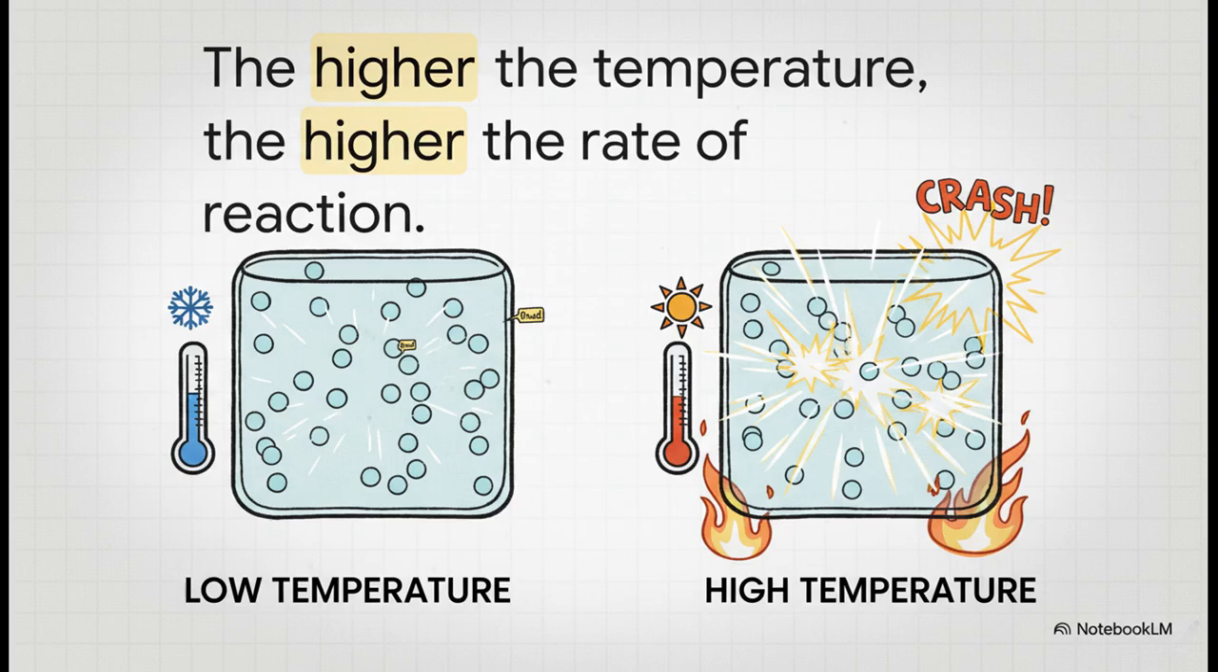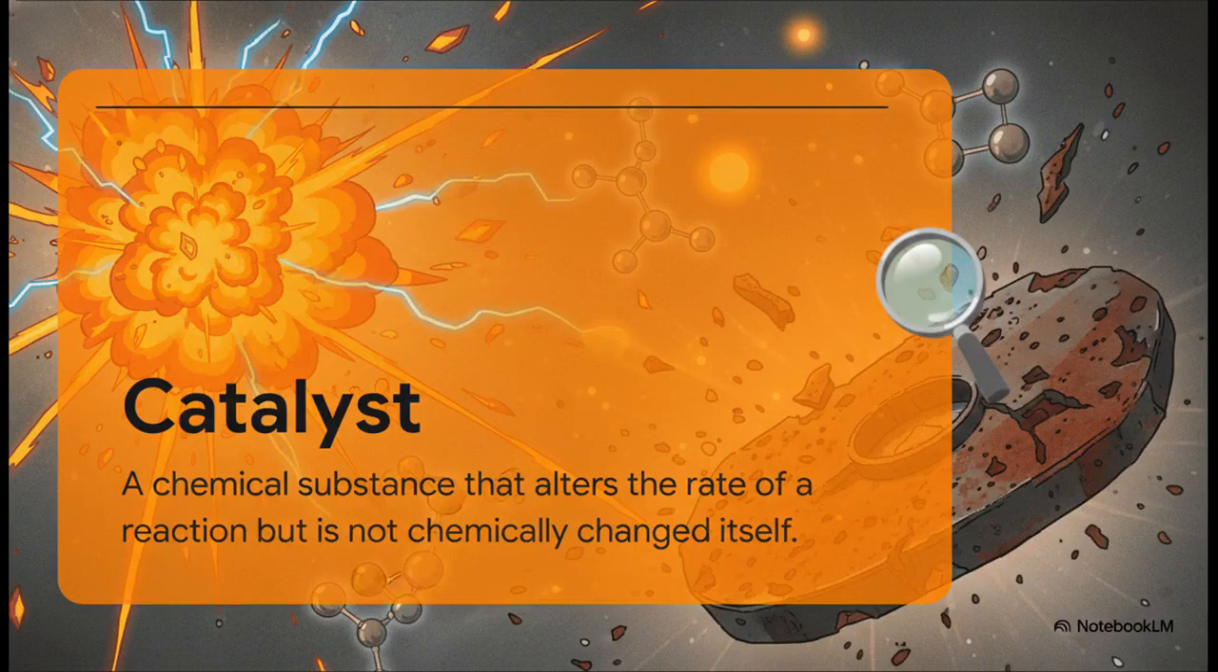So you get more collisions and more powerful collisions. It's a double whammy that makes reactions speed up. It's exactly why we use a hot stove to cook our food faster. And that brings us to our last knob, the catalyst.